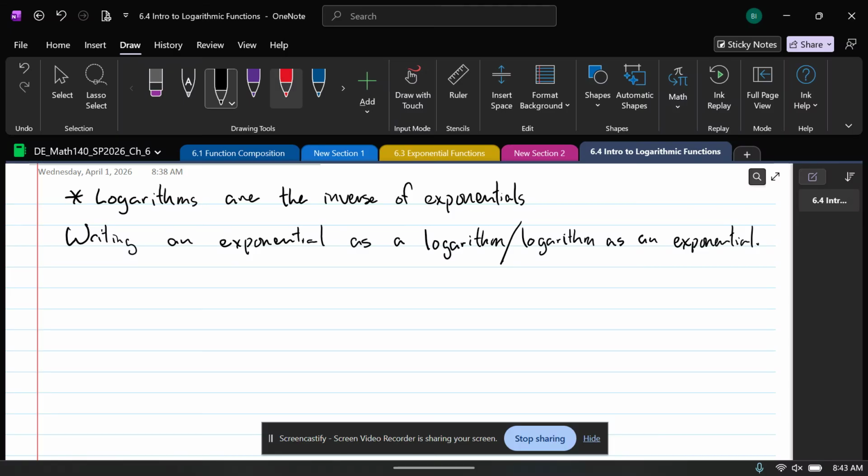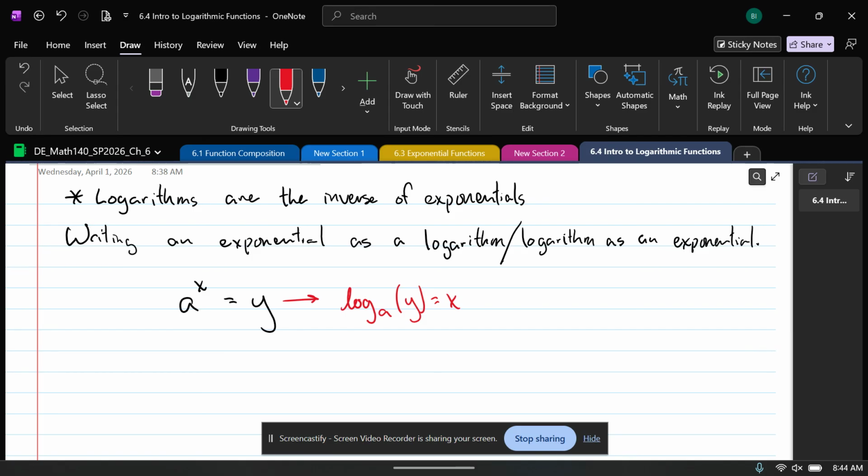So if it's an exponential to start off with, it would look something like this. You would have some sort of base with an exponent, and it's equal to something else. That's an exponential equation. That can be rewritten into a logarithm by rewriting it as log base a of y equals x. Okay. So the base of the exponential becomes the base of the logarithm. It's a base in both areas.